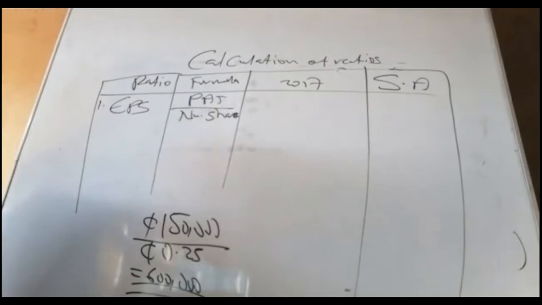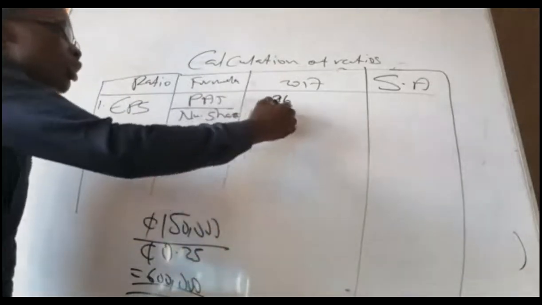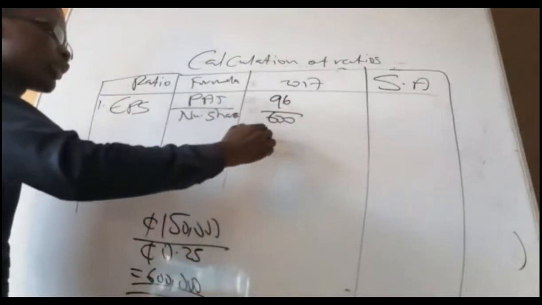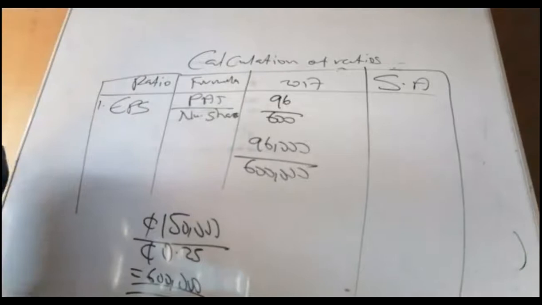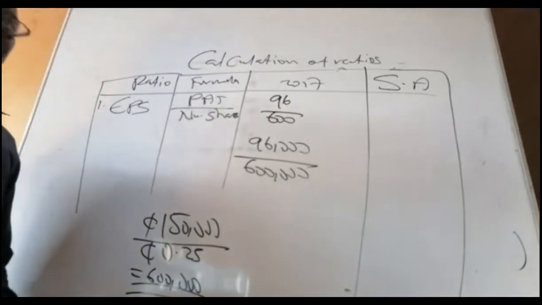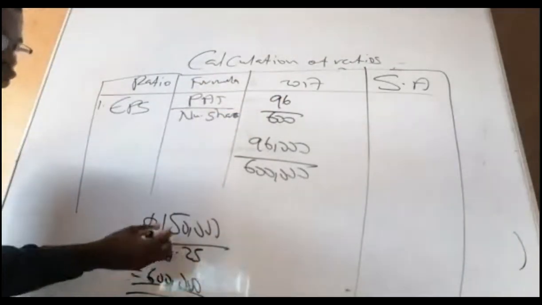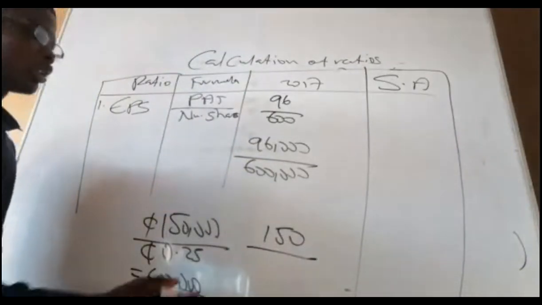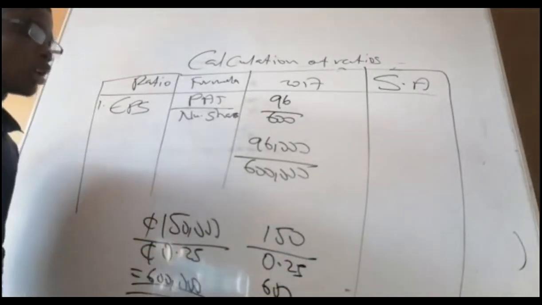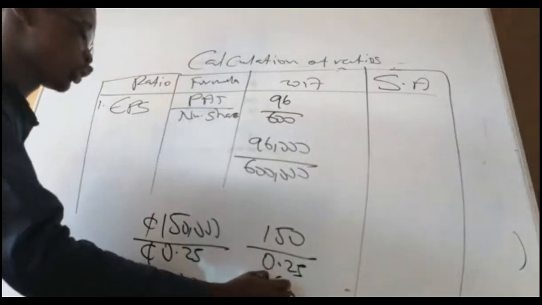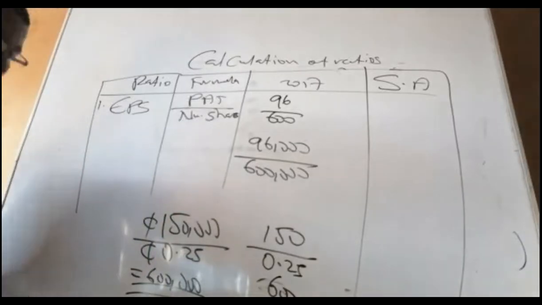So the profit after tax is 96, so you write 96 over the 600, or you write 96,000 over 600,000. Basically the same. But don't forget that this 96, they broke 3 zeros. So you can also use the 150, meaning you cancel 3 zeros, divide by 0.25, and it will give you 600. If you select the very first one, all of them will give us the same answer.